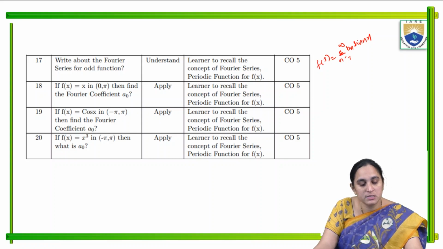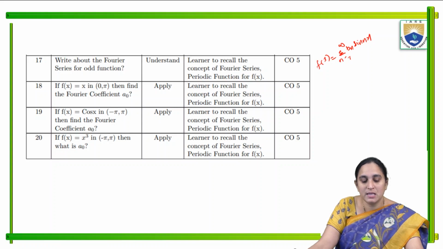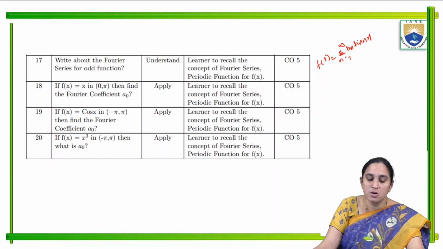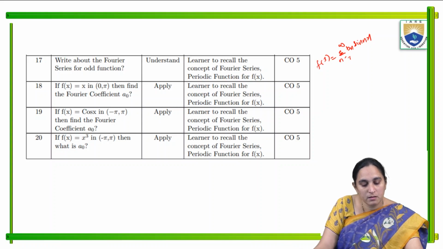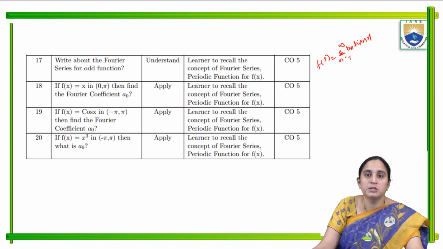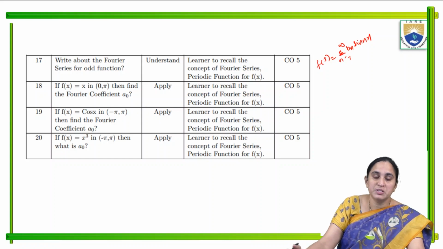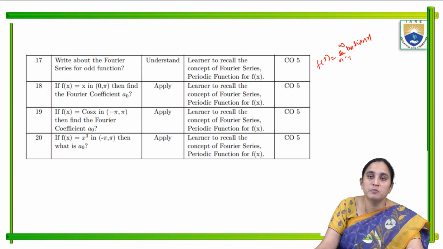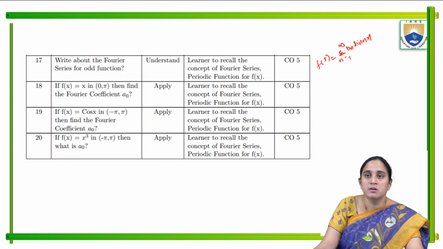Next, what about the last question? If f of x is equal to x cube in minus pi comma pi, then what is a naught? Here x cube is an odd function, so what is a naught? That is 0. If the function is an odd function, there is only the formula for bn, there is no a naught, therefore directly it is equal to 0.